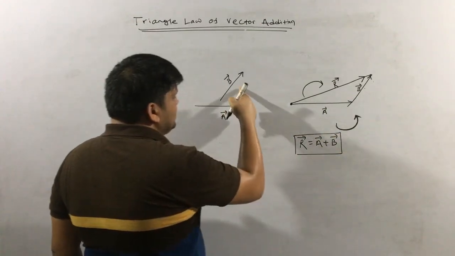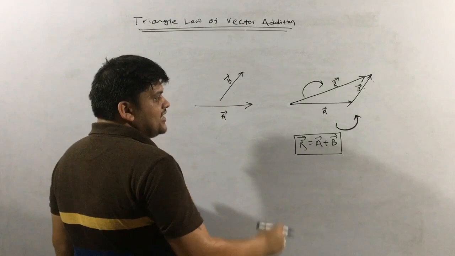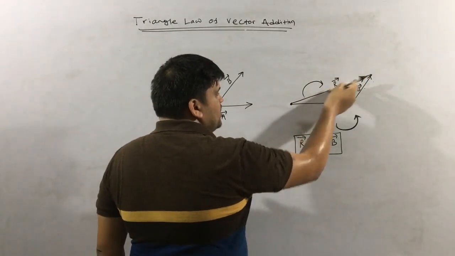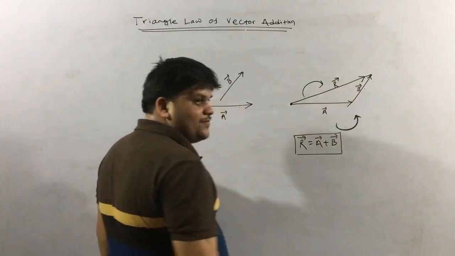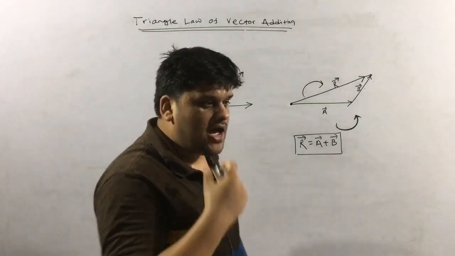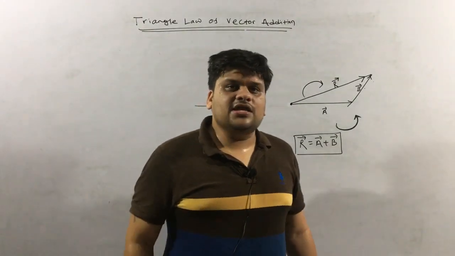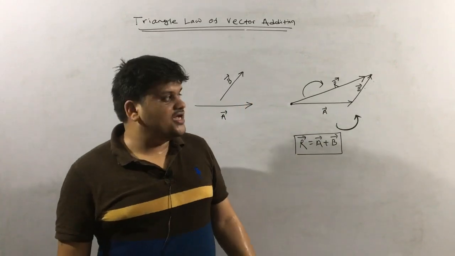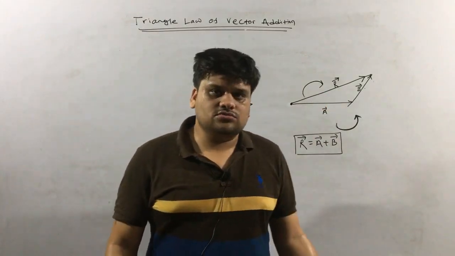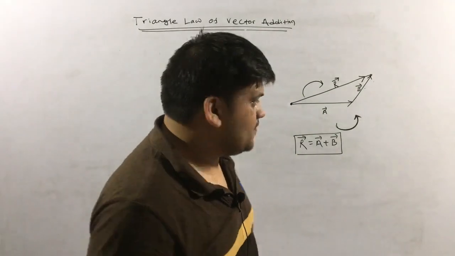Means if you add these two vectors, you will get an R vector. This is just a name for resultant. I have given a name R. You can write it as C vector, D vector, anything, but normally in many books, in all the books actually, they are using this symbol R vector. So it is better to write R vector.